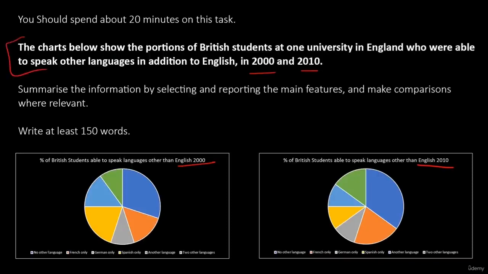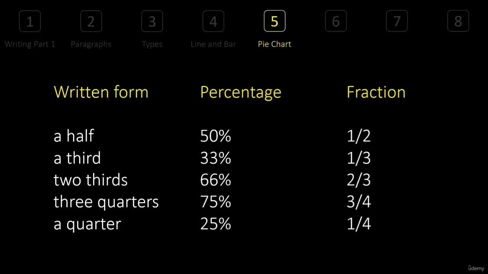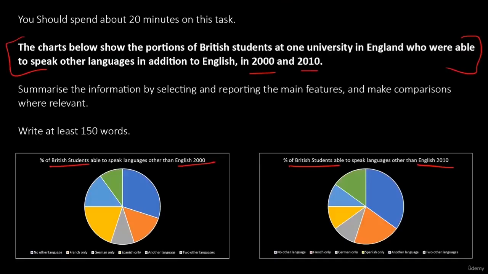The question will give you information about what the pie chart is about, and the pie charts themselves will give you what we are talking about in the question. For example, we are talking about British students who can speak other languages apart from English. Now, as we have seen earlier in the introduction, the first sentence stays the same, no change. So we're going to say something like: the pie chart describes or illustrates the part of students, British students in one university in England, who can speak other languages apart from English, and those are shown in the year 2000 as well as 2010. So, different words basically.